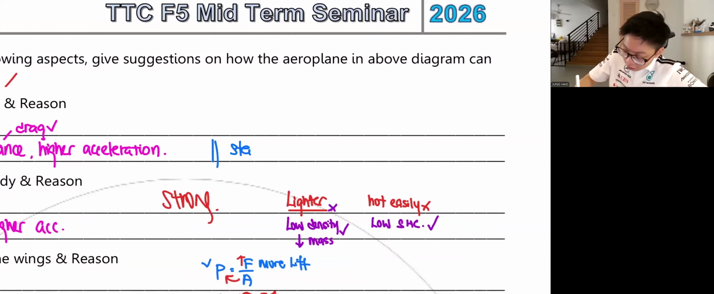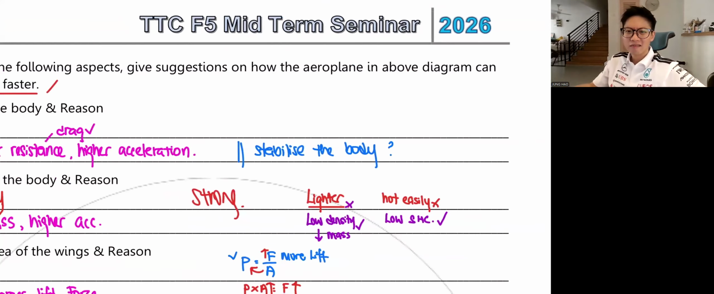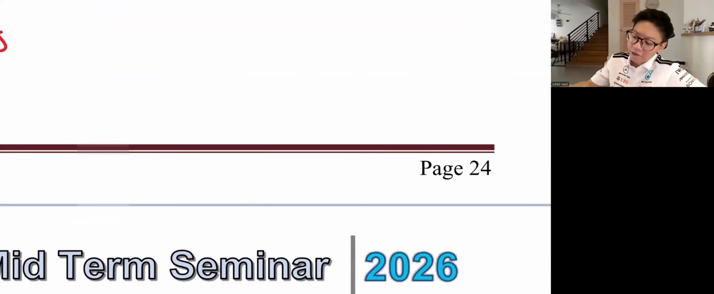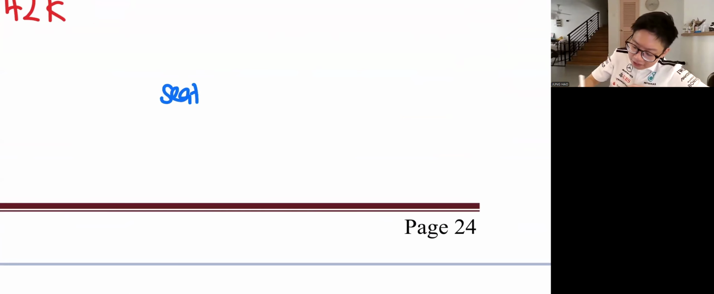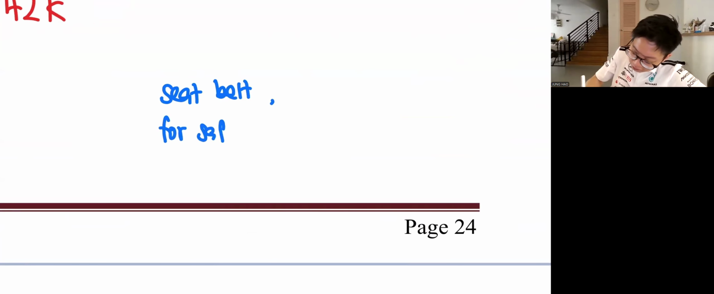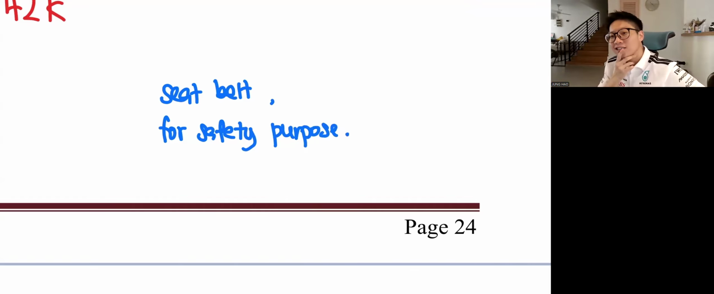Okay, Piru, you wrote, so to stabilize the body. How can aerodynamic stabilize the body? How? What do you mean by that? So the answer is not specific enough. Okay, Brandon, your answering technique currently is like this. Let's say, for example, if I ask you, why must a car have a seat belt? Why must a car wear a seat belt? Then your explanation is for safety purposes. Will you give me this answer? Will you give me the mark, Brandon?